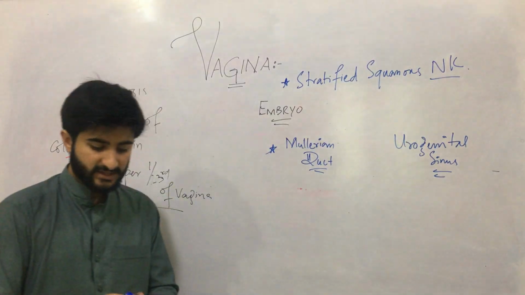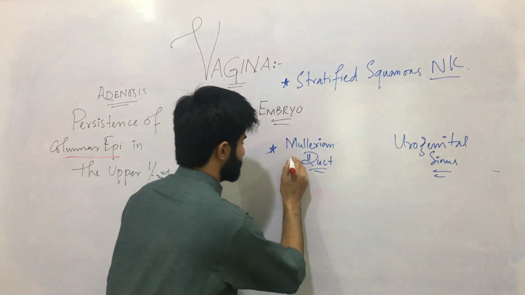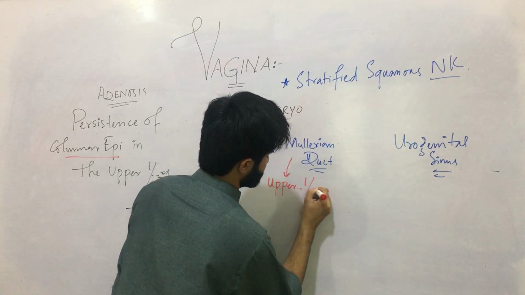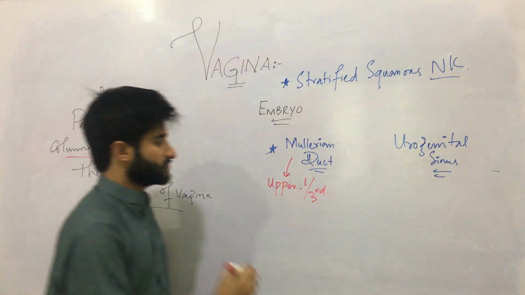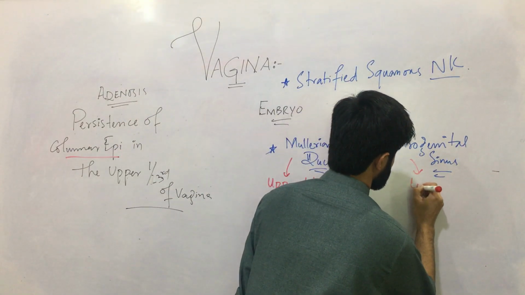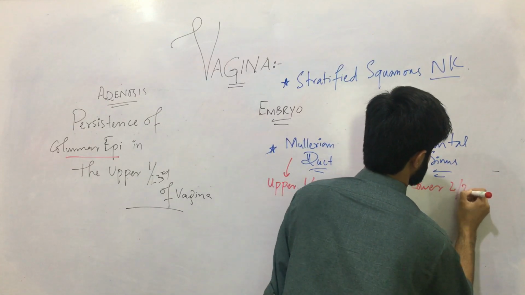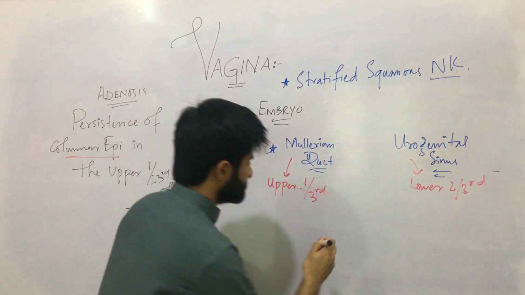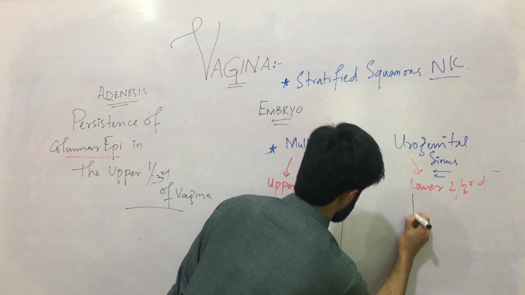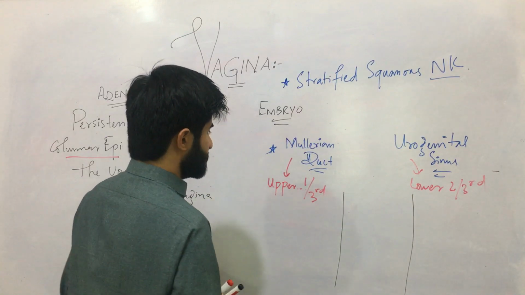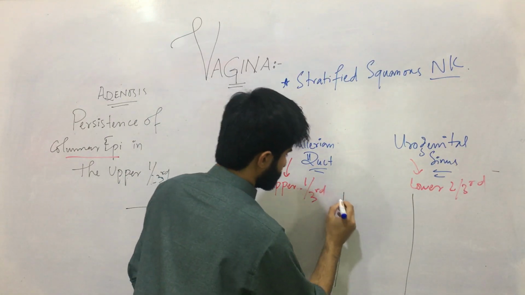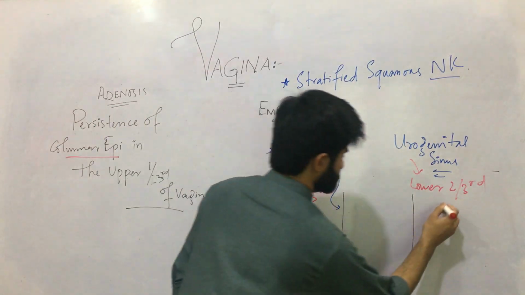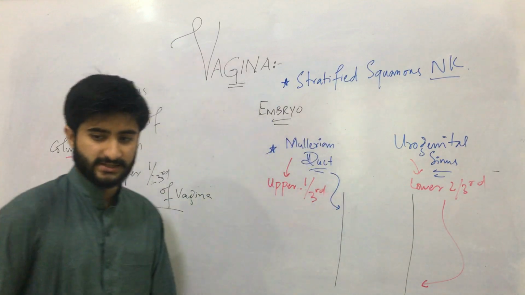Mullerian duct gives rise to upper 1/3 of vagina, whereas urogenital sinus gives rise to lower 2/3 of vagina. So if this is our vaginal canal, the upper 1/3 of vagina is developed from Mullerian duct, and the lower 2/3 develops from urogenital sinus.